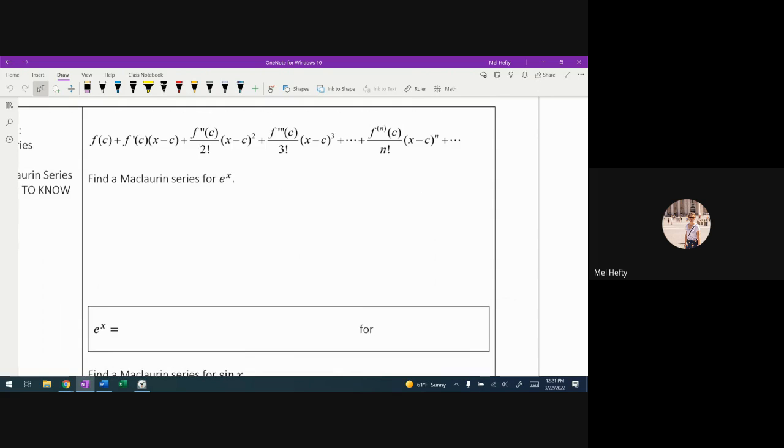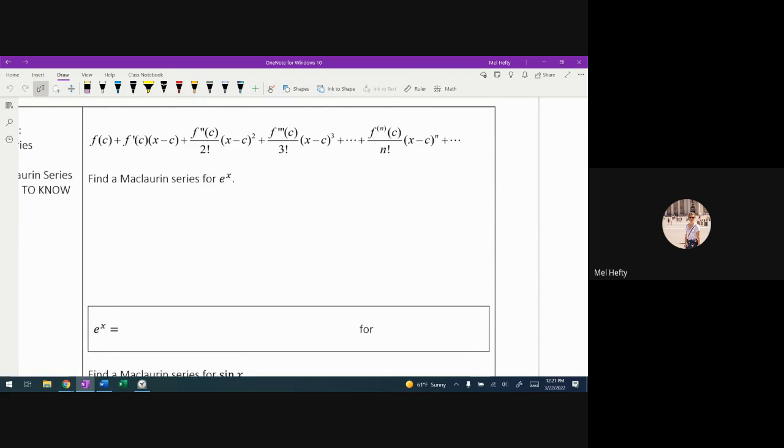So one cool thing that's going to happen is these Maclaurin series, if they go on forever, are actually going to be equal to e to the x. So if I graphed this series with infinitely many terms, and graphed e to the x, they would be the same function, which is pretty darn powerful. So let's find the one for e to the x. We're going to hope we can find a pattern so I don't have to take infinitely many derivatives.